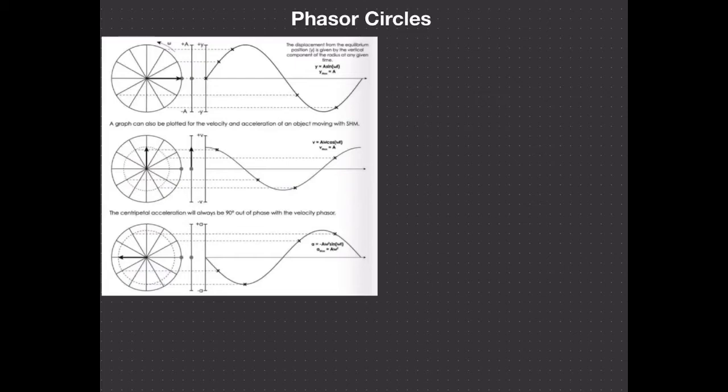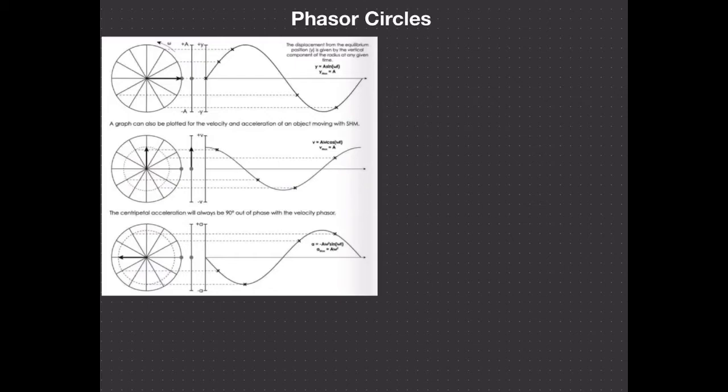However, if we model the motion of an object in SHM as circular, and we use a reference circle or Phasor circle, then our model would have a constant rotational velocity. Okay. With that, we can do calculations on instantaneous velocity and acceleration, which we otherwise wouldn't be able to.